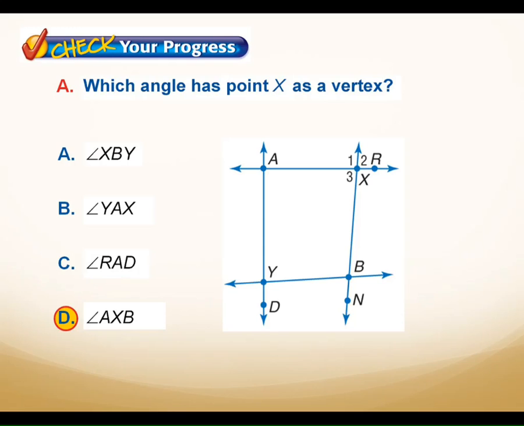So the vertex of this one is A. The vertex of this one is A. The vertex of this one is B. I know the vertex of this one is X because the middle point has to always be the vertex.